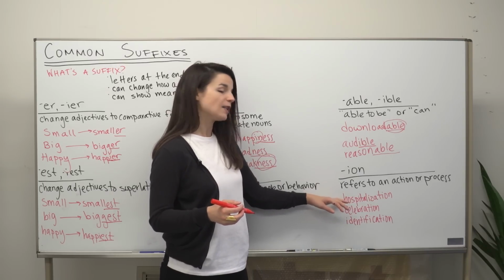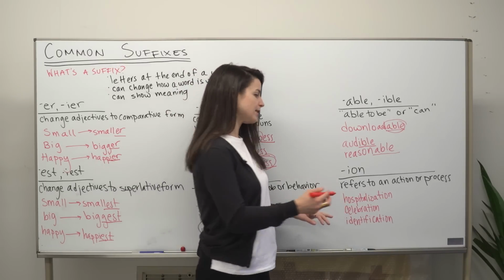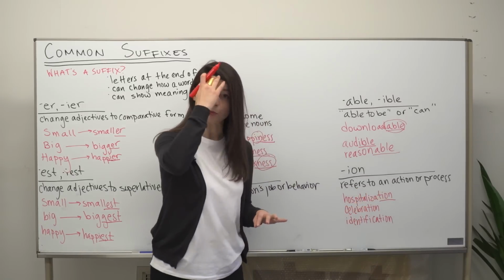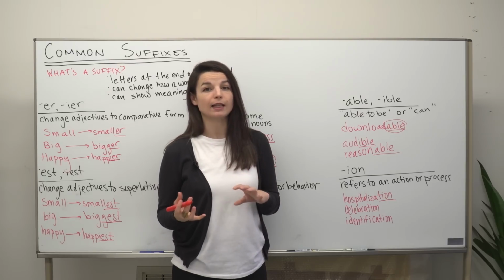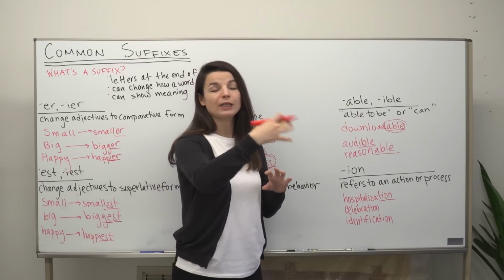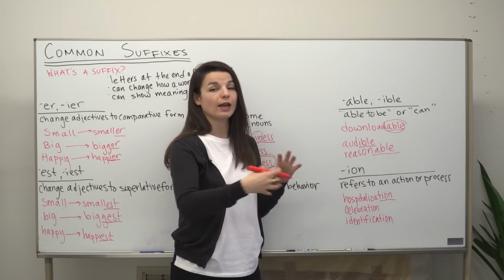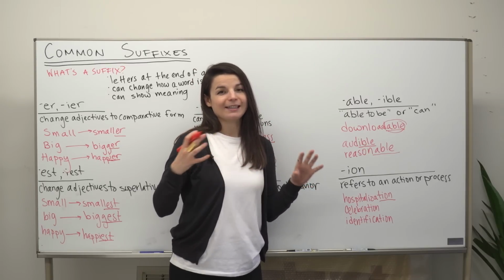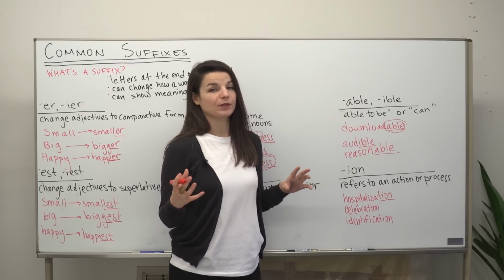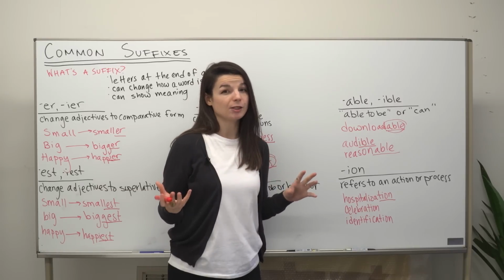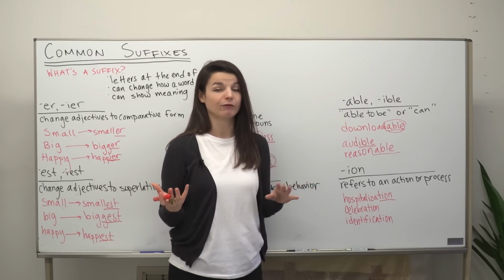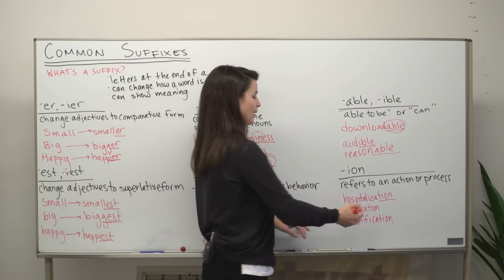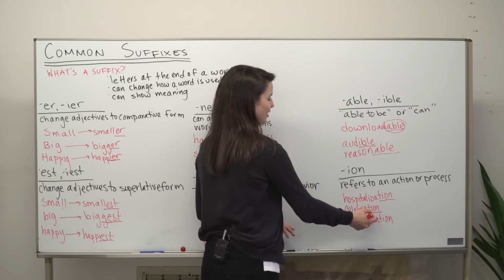First one, hospitalization. So here we have this ION, which shows us it's a process. Hospitalize means to go into the hospital, so to enter the hospital. Hospitalization, therefore, is the noun form of that. So the hospitalization was handled by the administrative department, for example. Noun form here.